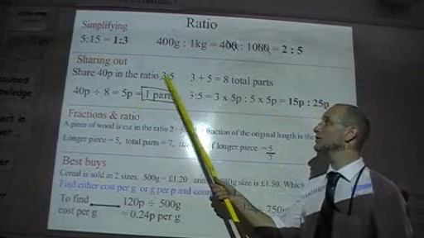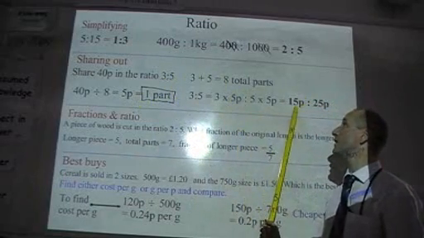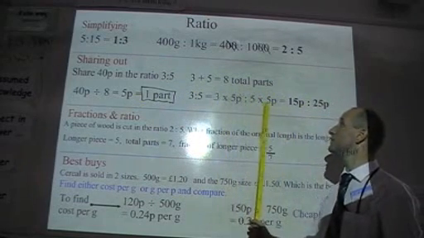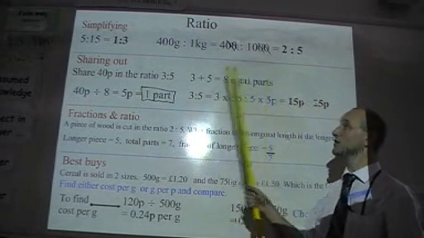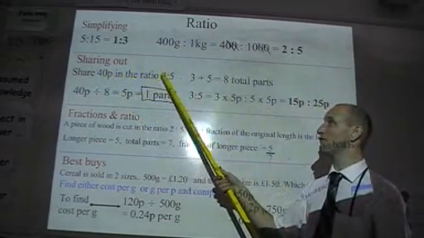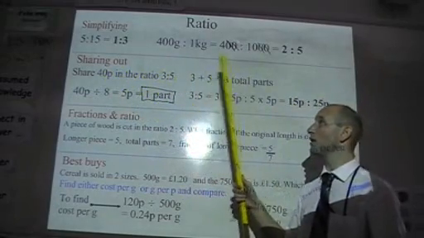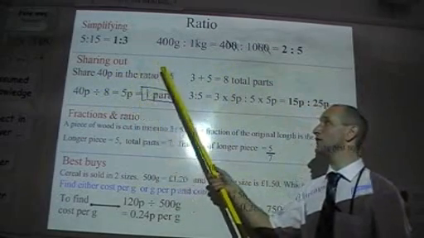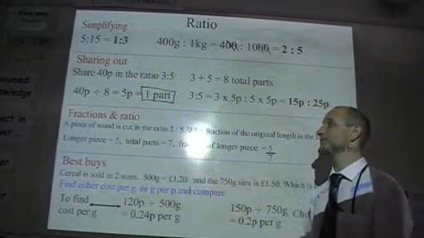So 3 parts is 3 times 5, which is 15. 5 parts is 5 times 5, which is 25. So if I share 40p in the ratio 3 to 5, I work out that one part is 40 divided by 8, which is 5p, and then multiply that 5 by each of these.